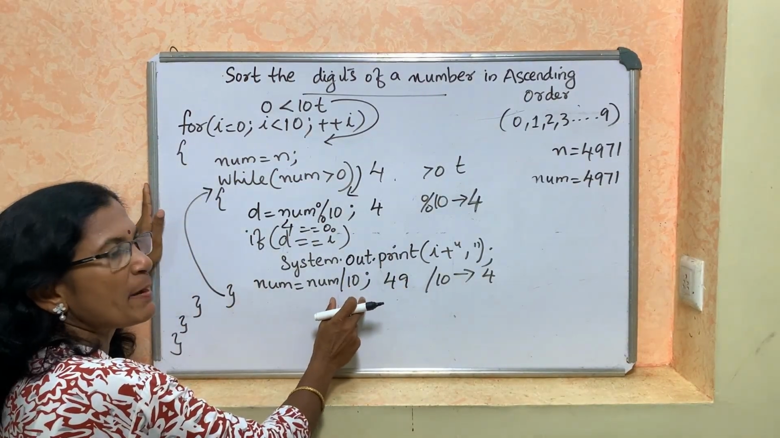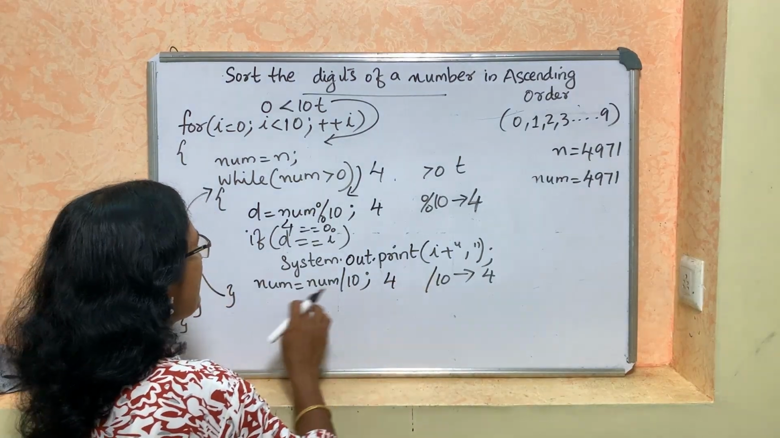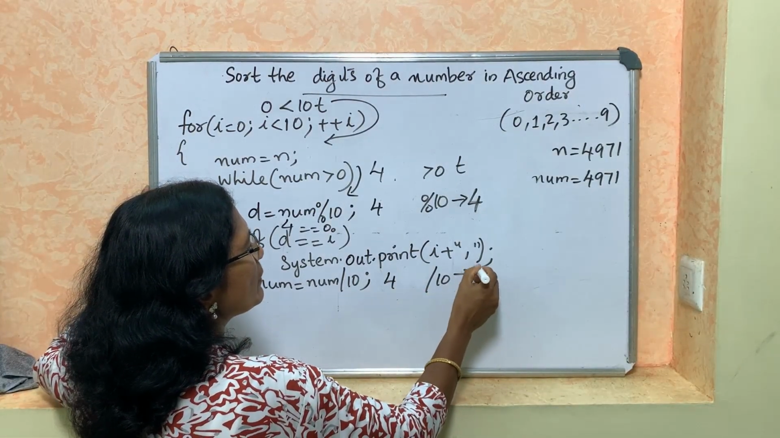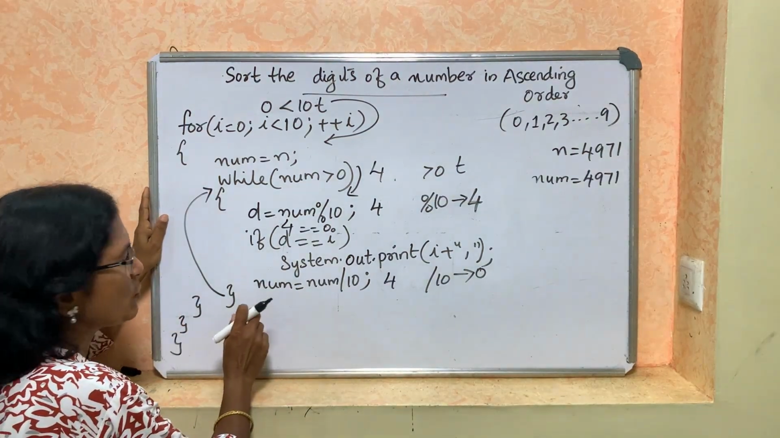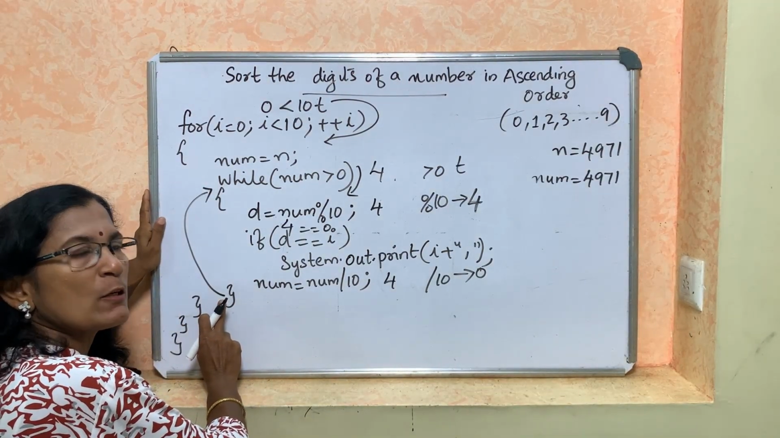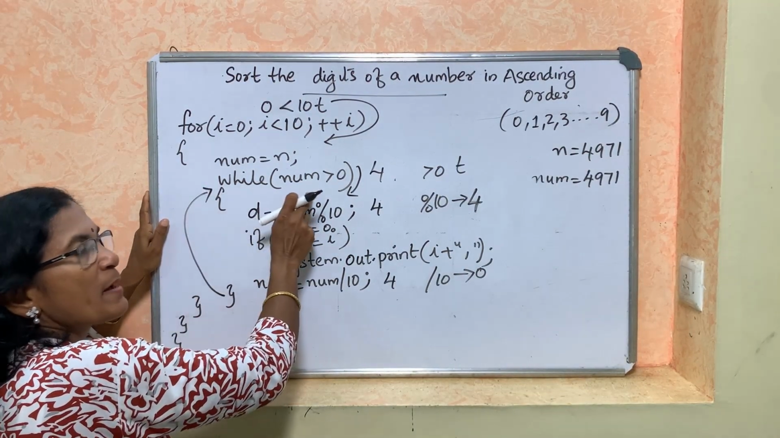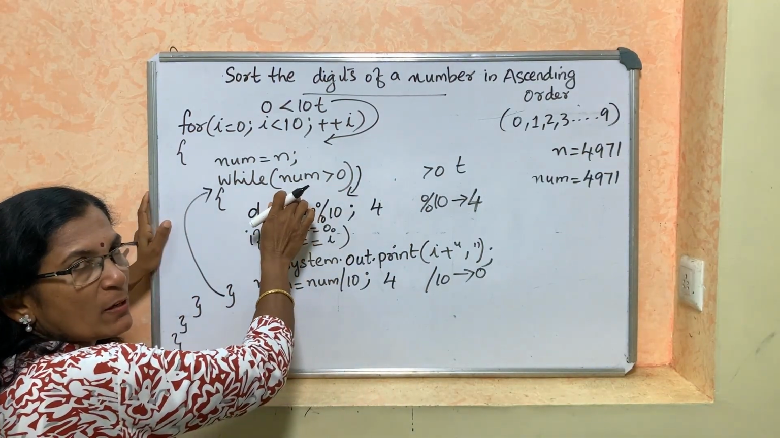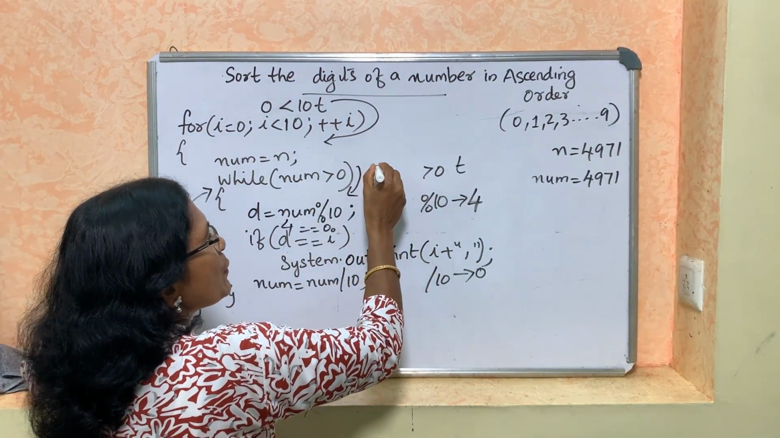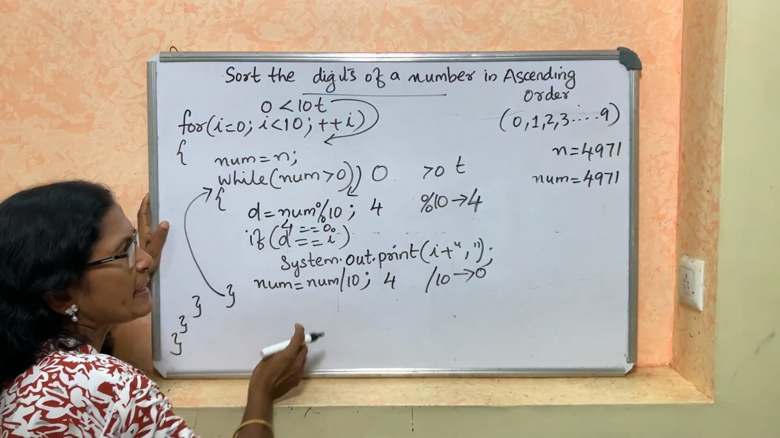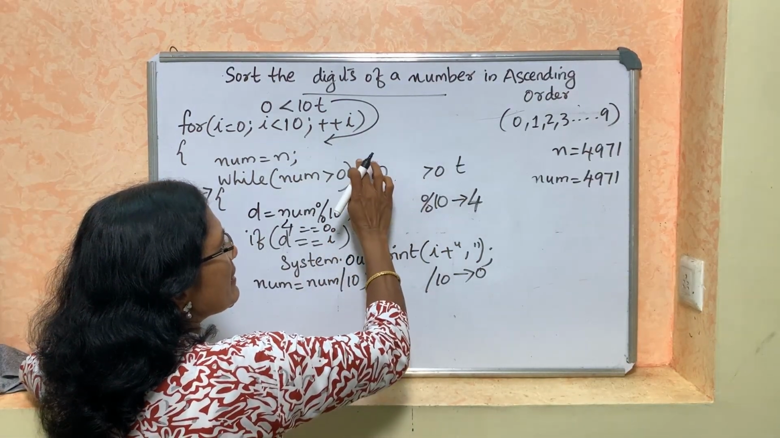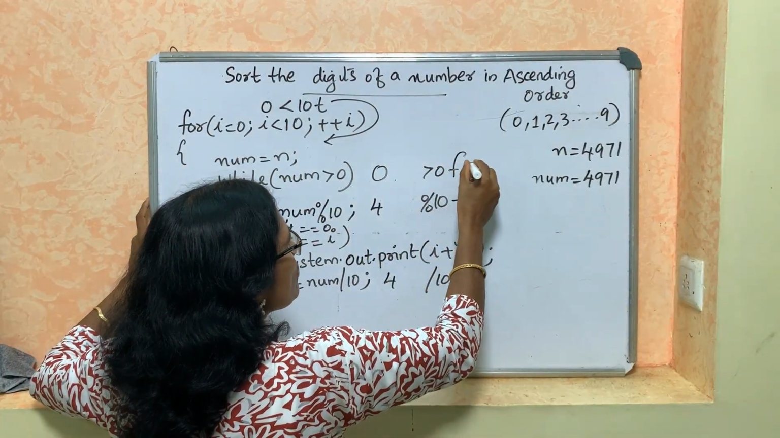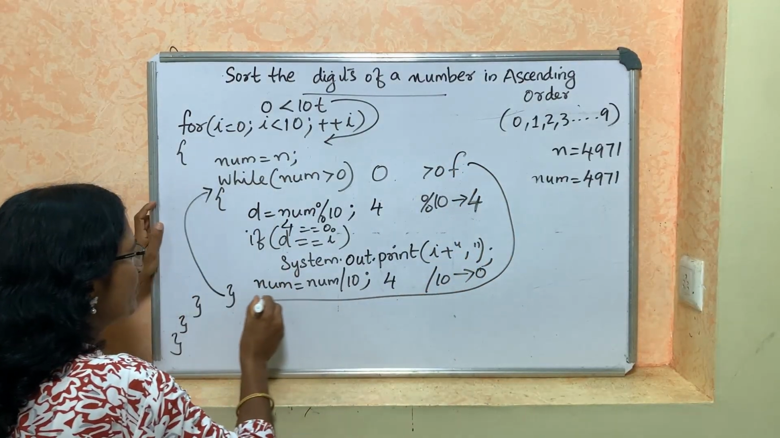Num is equal to num by 10 will be executed. Num is equal to 4 by 10. The quotient of the division is 0. So now the number is reduced to 0. As the closing of the while loop's body is encountered, control goes back to the beginning of the while loop with the new value of num as 0. Test expression is evaluated: 0 greater than 0. The condition is evaluated to false.